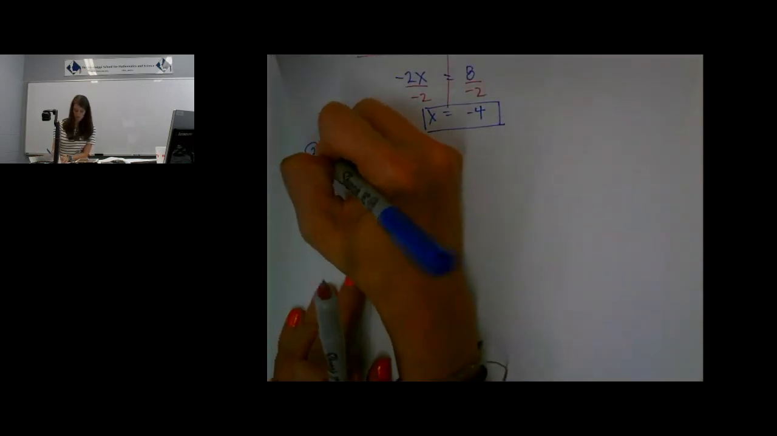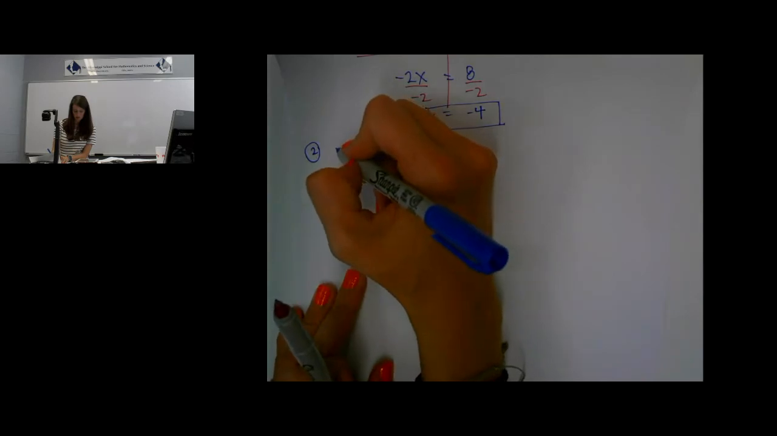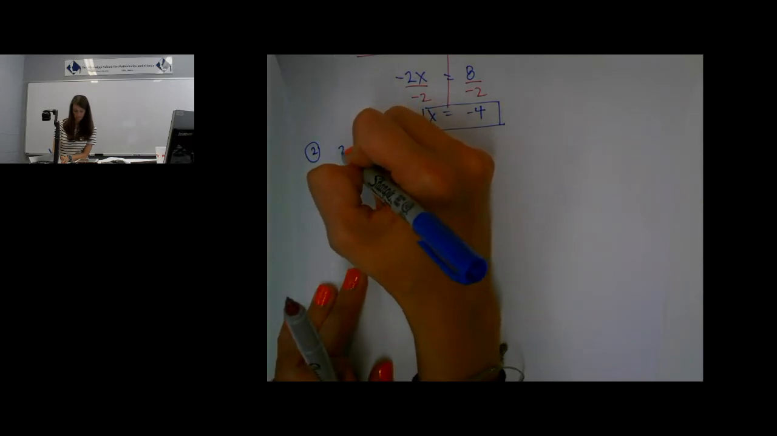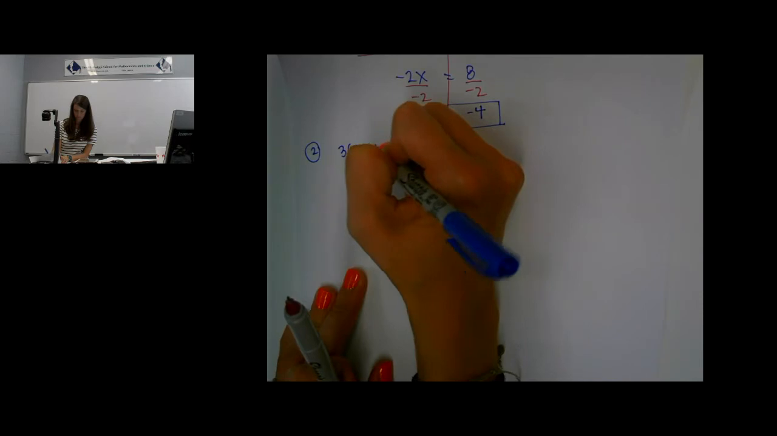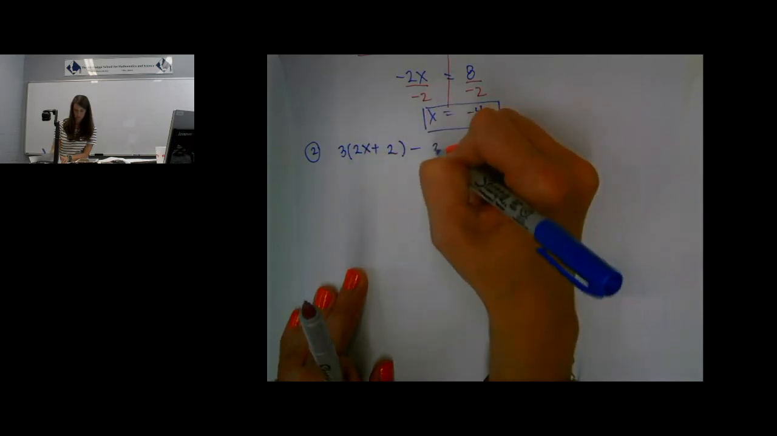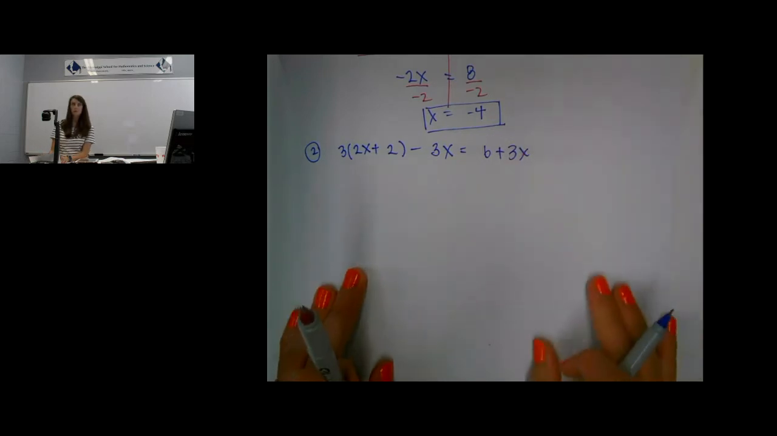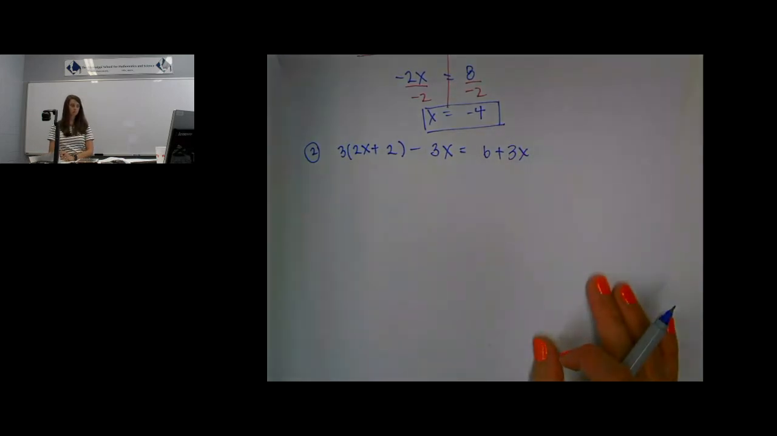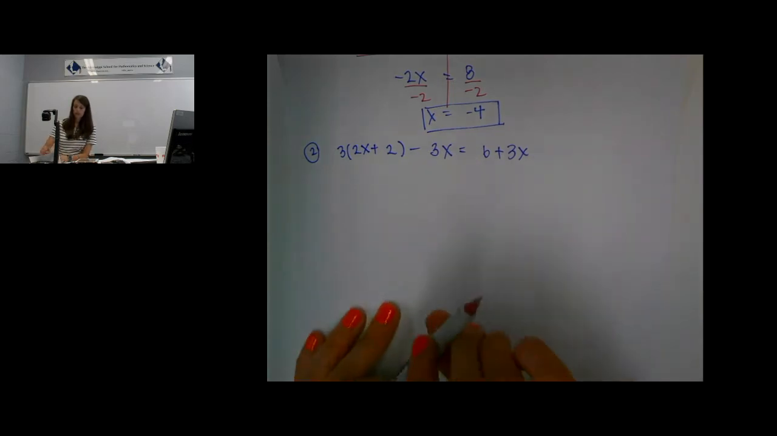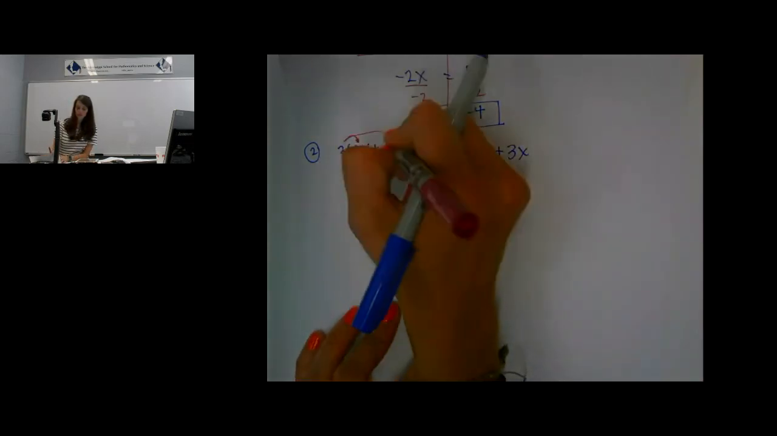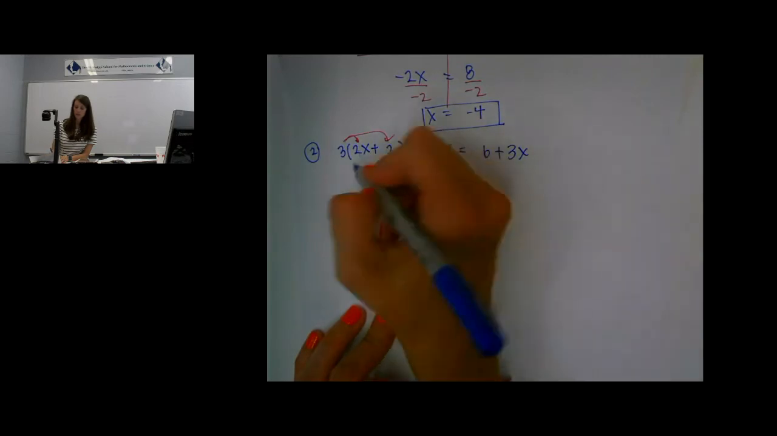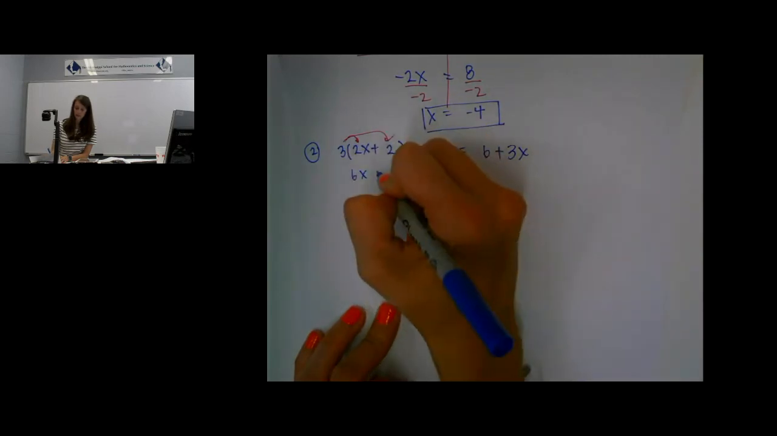Alright, so I'll take this one and try to solve this one here. Take a minute and work through this one and see what happens. Okay, so distribute first, simplify. So 3 times 2x is a 6x, 3 times 2 is a 6.